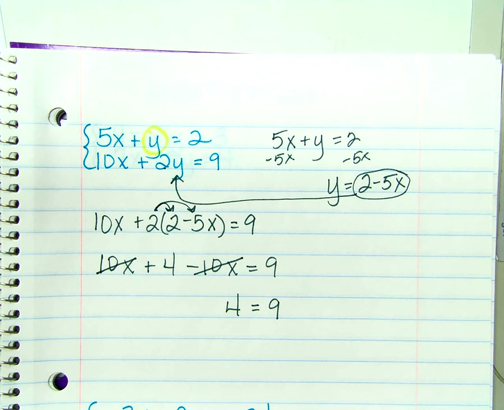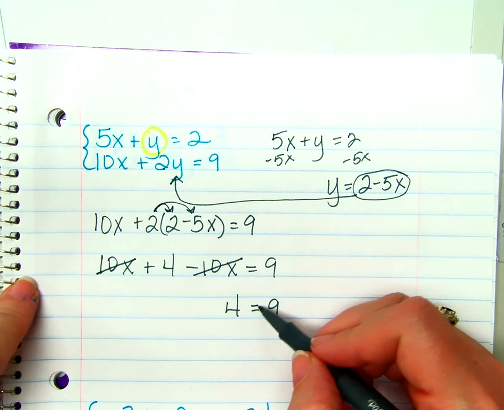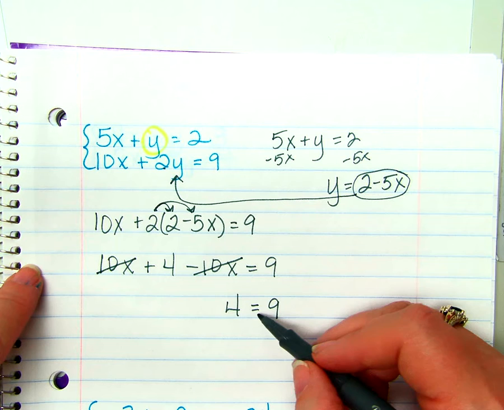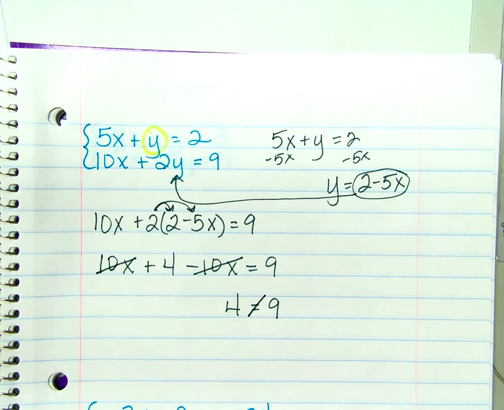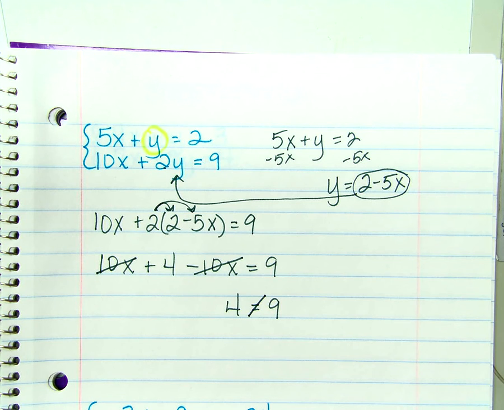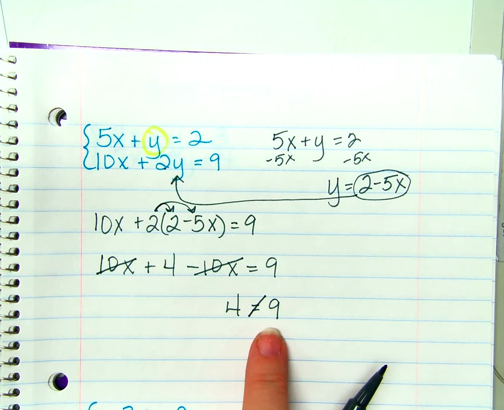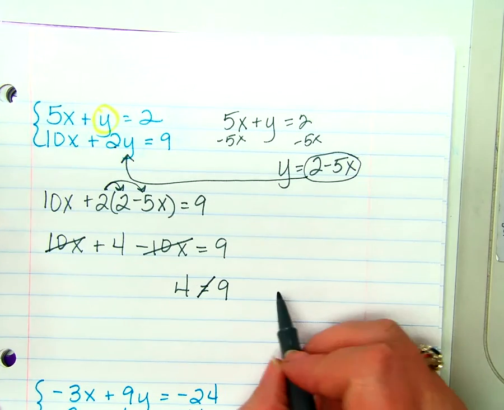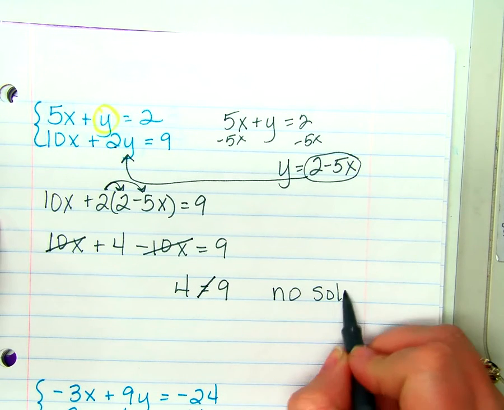I agree with that, don't I? Yep. I know that 4 doesn't equal 9. And in fact, we can't even leave it like this. We have to write this because 4 does not equal 9. So I have to say it does not equal 9. Think back to yesterday. What does that mean? Is there a parallel? Very, very good. It means they are parallel lines and there's not a solution because this is not true. I believe it. Okay? So we're going to write no solution.